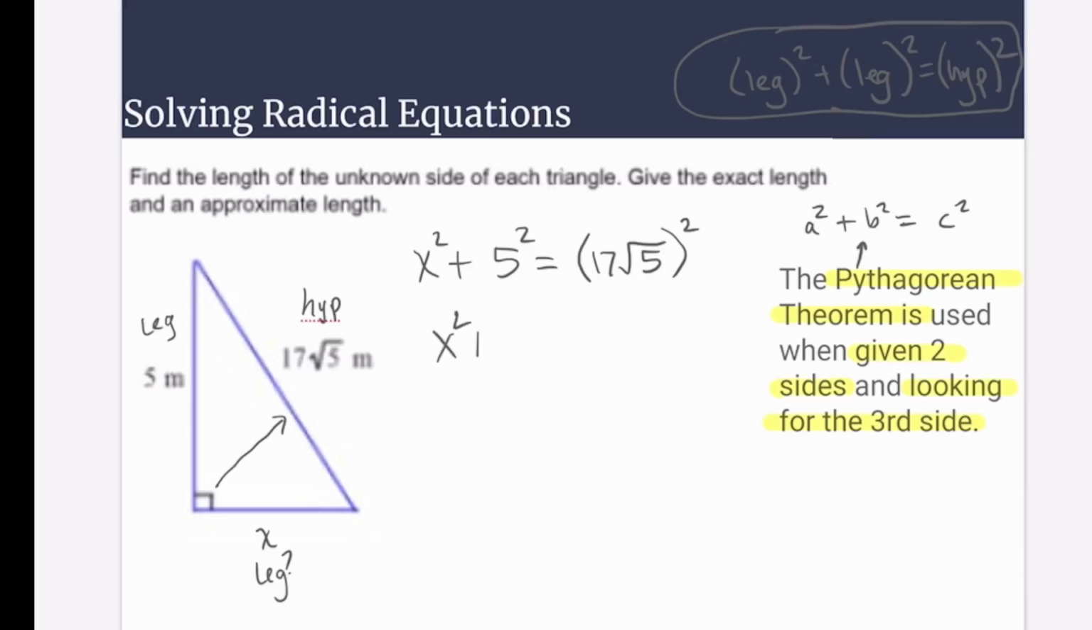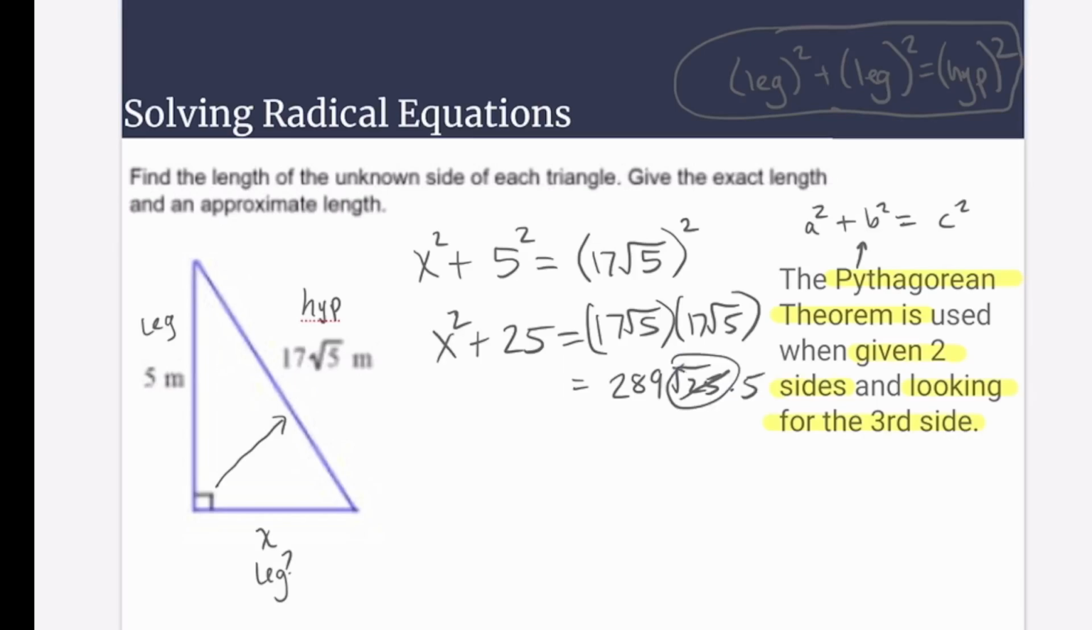So we have x squared plus 25 equals, and now we're squaring 17 radical 5, because this is 17 radical 5 times 17 radical 5. That's going to give us 289 radical 25. Square root of 25 is 5. So when you multiply that by 5, we get 1,445. So x squared plus 25 equals 1445.